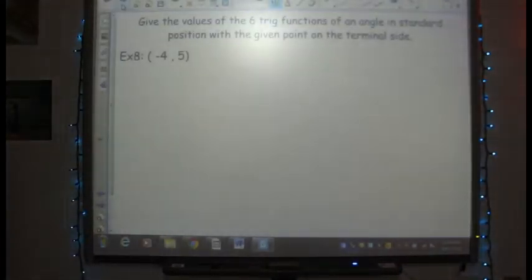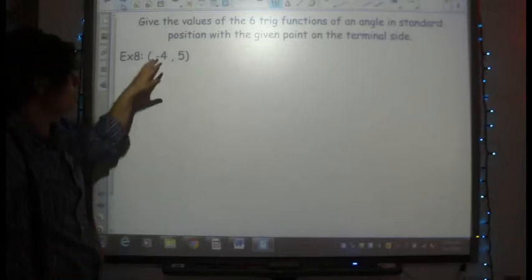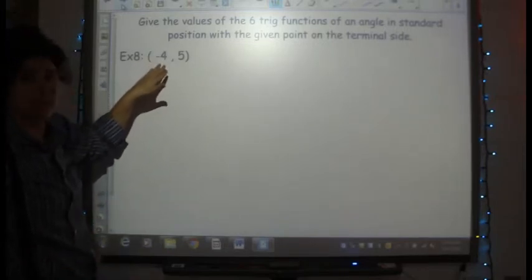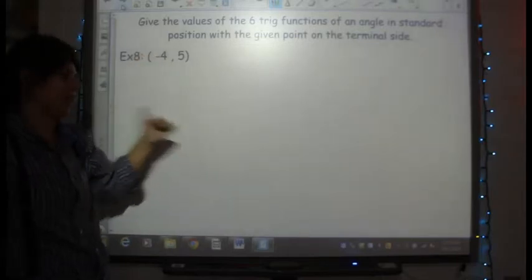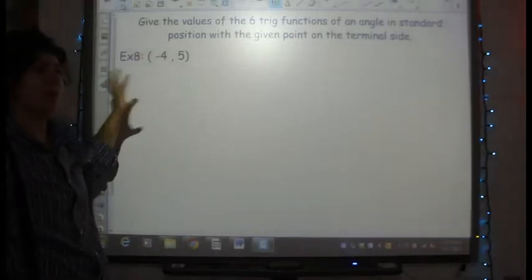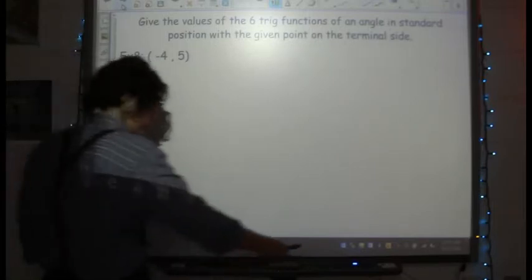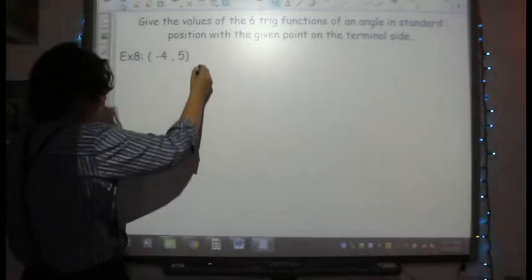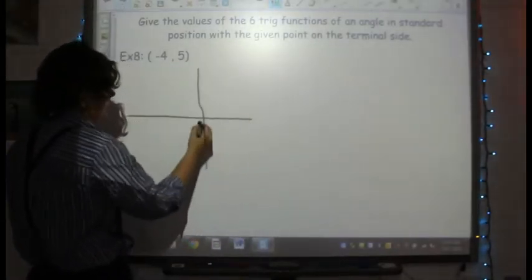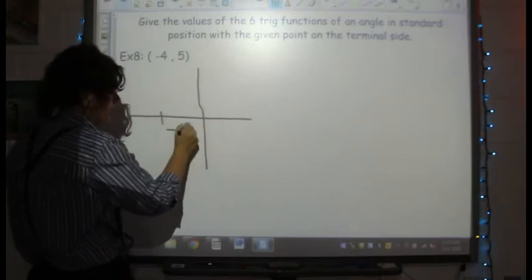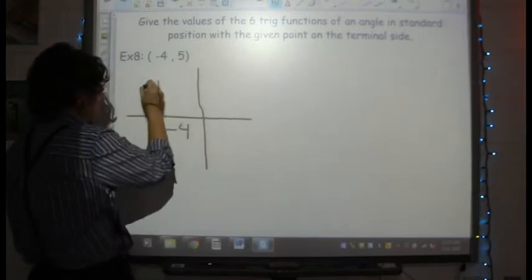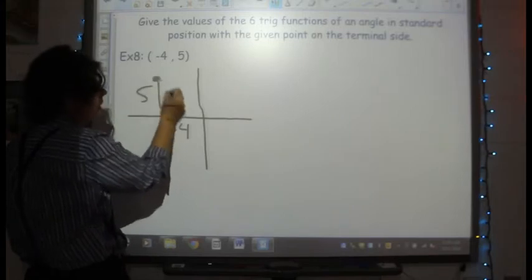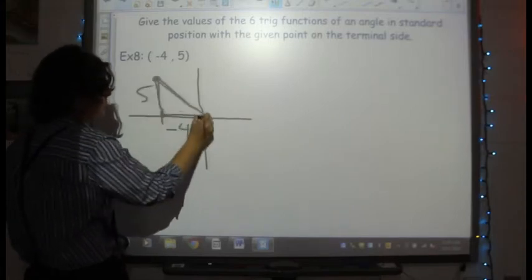For number 8 here, give the values. Same direction, same nonsense they're asking you for, but this time, is my point in the first quadrant? No, very good. The x value is negative, and when the x is negative, that means I go to the left. Y value is positive, so now I'm in the second quadrant, so that's something to look out for there. So this time, I'm not in the first quadrant, I'm in the second quadrant. I went to the left 4, and I'm going to go ahead and write my -4 there, and then I went up 5, so there's my point, and there's my triangle.